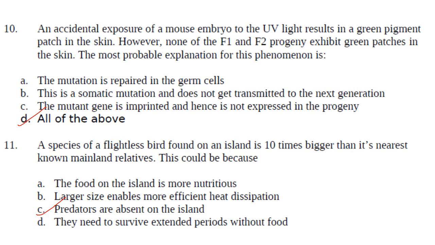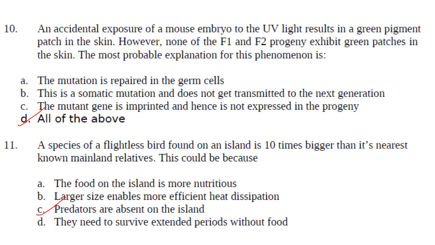Then, this is a somatic mutation and does not get transmitted to next generation. Now the mutation is happening in the somatic cells. So naturally it will not get transmitted to next generation. Only if it is the mutation happening in the germ cells, then it will be transmitted to the next generation. But it is somatic mutation, so it is not transmitted to next generation. So it does not be visible in the F1 and F2 progeny. So B is also correct.